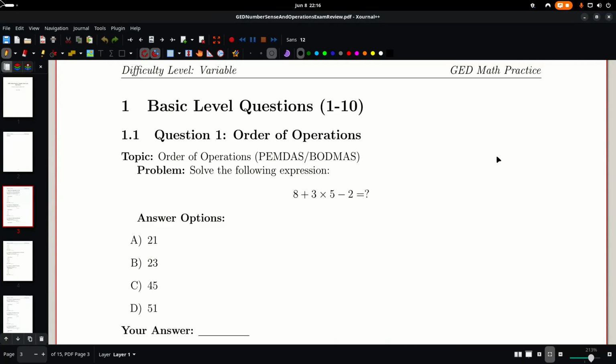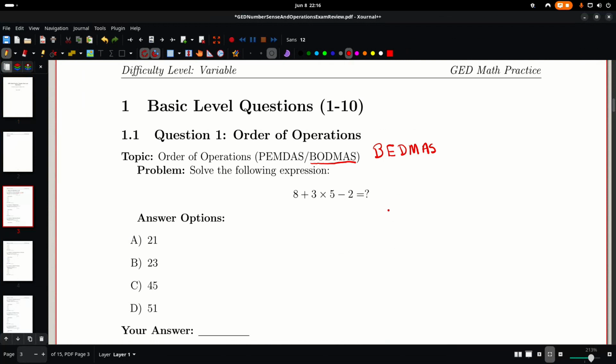So order of operations, we talked about BEDMIS or BODMIS. So remember, when we are talking about order of operations, BODMIS or BEDMIS stands for brackets, and then exponents, and then division and multiplication, and then addition and subtraction. So that's the order of operations that we should follow.